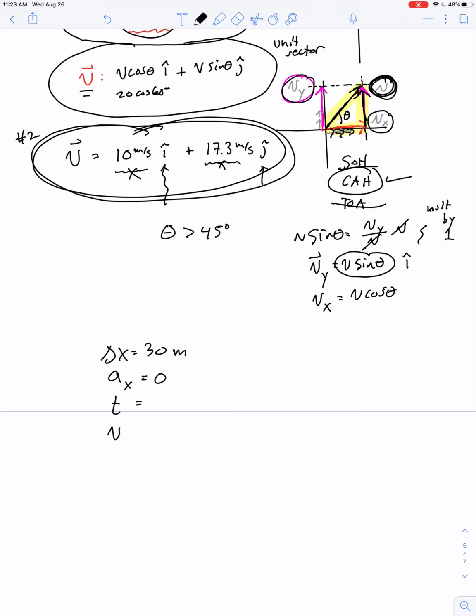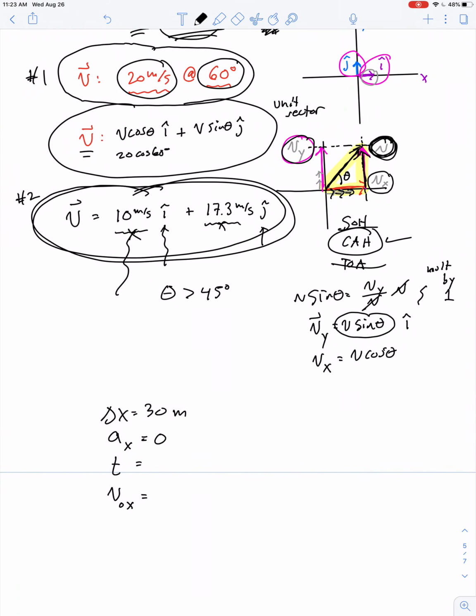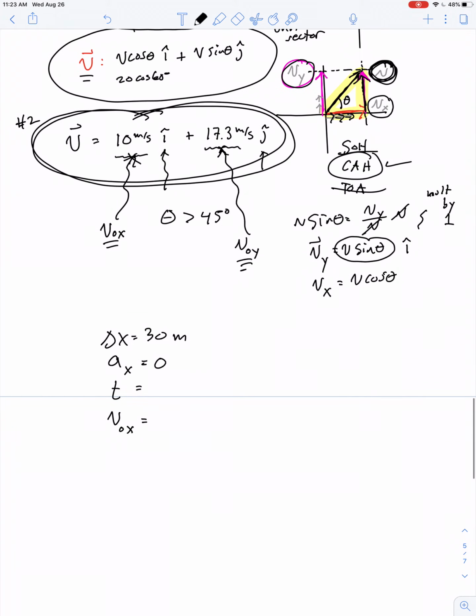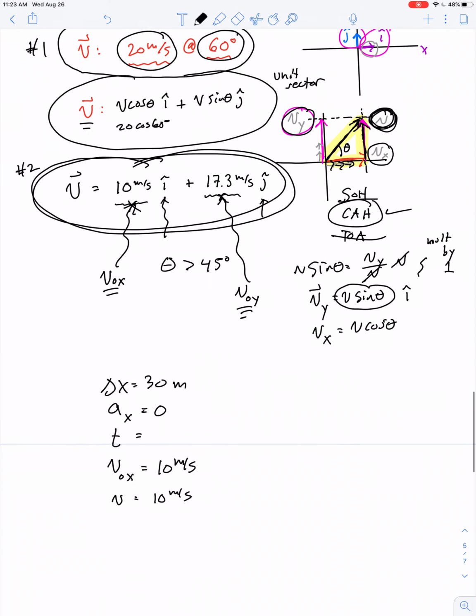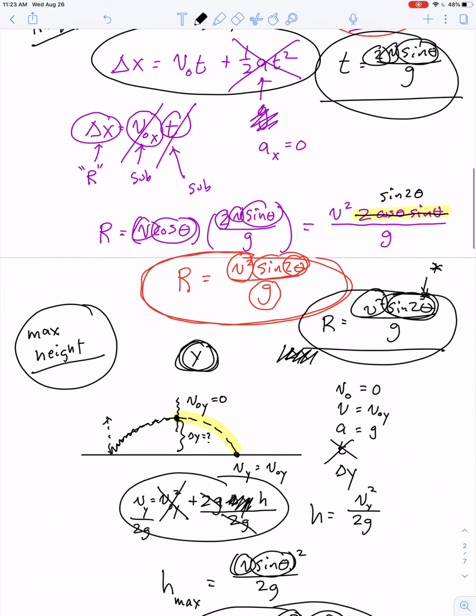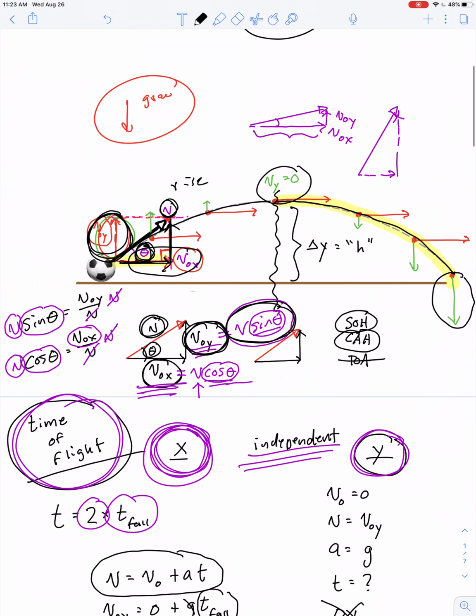I know the horizontal velocity is equal to, well, that's all this is right here. This 10 meters per second is the initial horizontal velocity, and the 17.3 meters per second represents the initial vertical velocity. So v initial x is 10 meters per second, and we could just use the equation. Well, final velocity is also 10 meters per second, right? Horizontally, the velocity doesn't change at all. All of these components are of the same length.